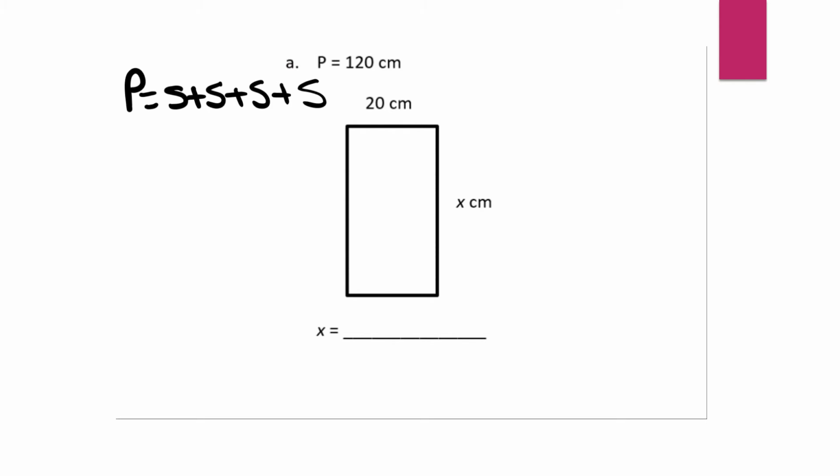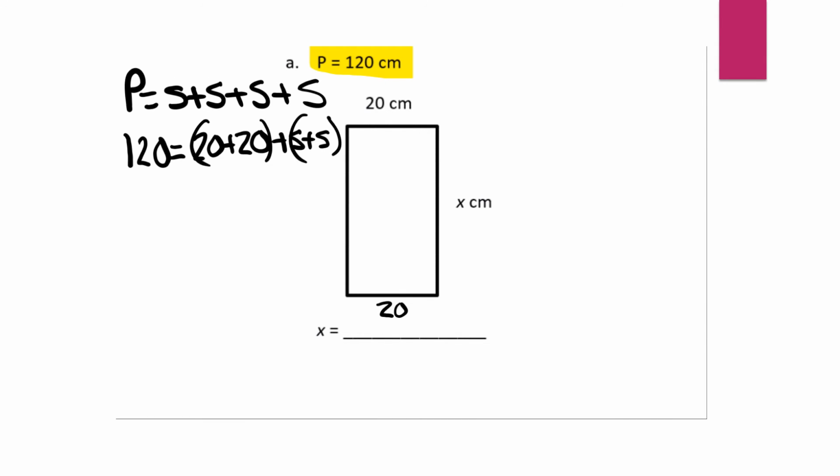My next line is going to fill in everything I can. The problem tells me my perimeter is 120. So my next line, I'm going to start with 120 equals. I have one of my sides, and like we discussed before, in a rectangle, the top and the bottom are going to be equal. So if the top is 20, I know the bottom is 20 also. So my first two S's I can fill in as 20 plus 20. I don't know my other two sides. That's what I have to find. So I'm going to keep S plus S.